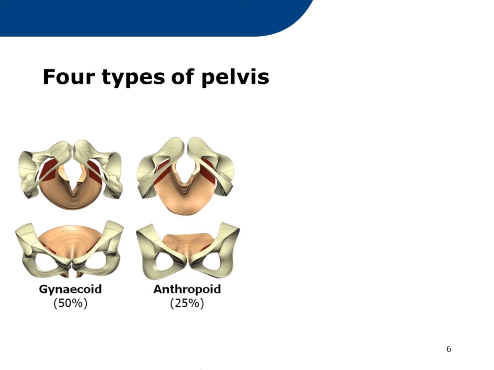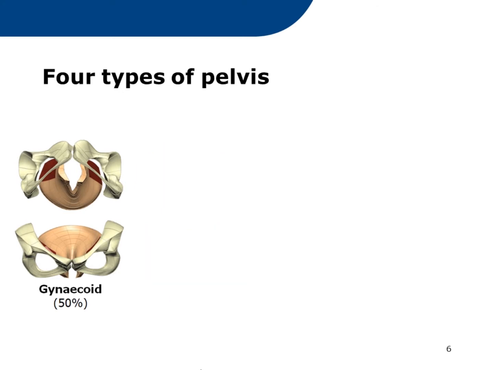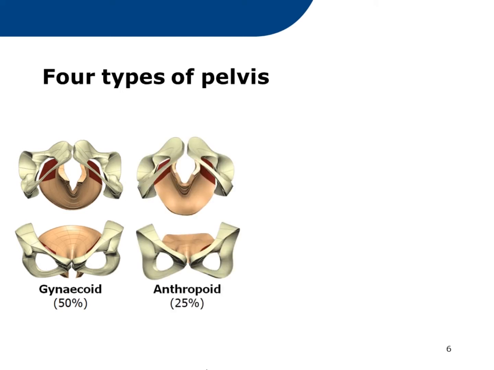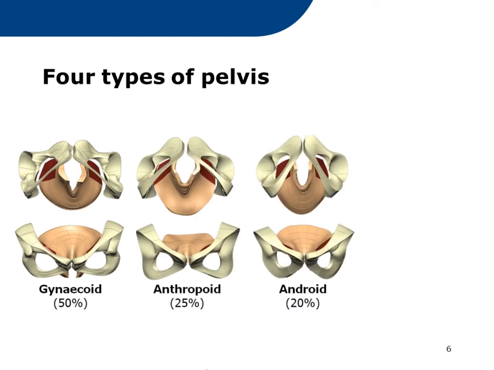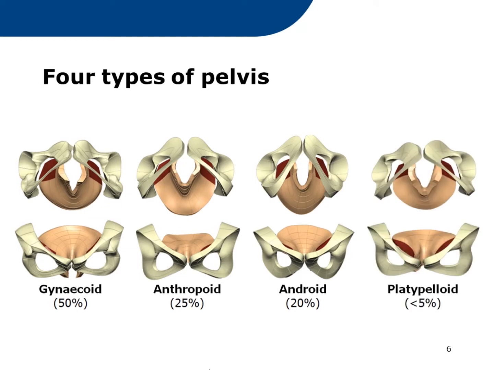And the second type is anthropoid. It has an elongated anterior-posterior diameter and is present in 25% of the population. Android type resemble a male pelvis. It has a very sharp subpubic angle and is considered as the least suitable for childbearing. And the last type, platypelloid, has a contracted anterior-posterior diameter and a very wide subpubic angle.